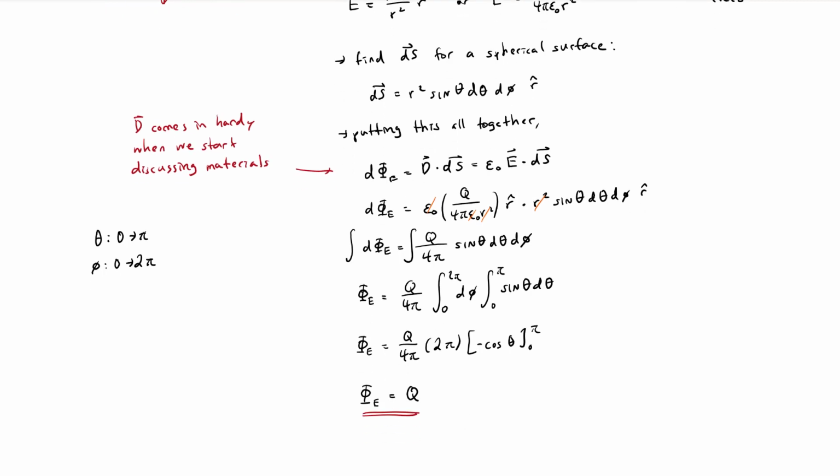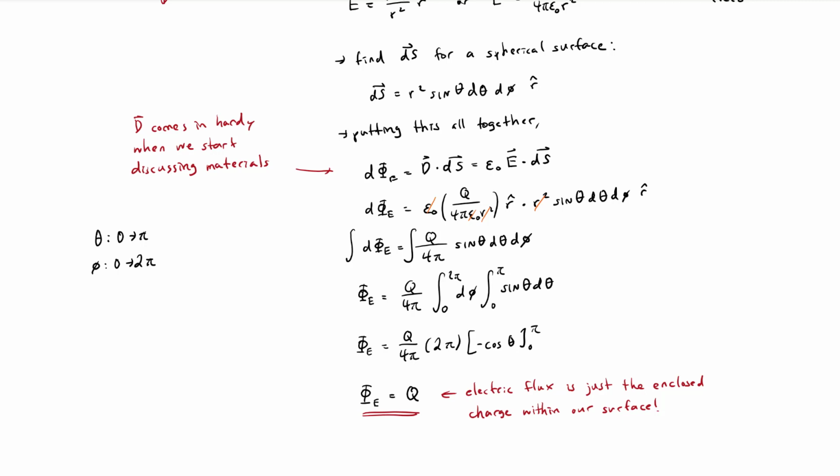So this is very interesting because we can conclude that the electric flux is just the enclosed charge within our surface. So now we figured out what happens when we have a closed sphere around a point charge and what the electric flux will be. And it's simply the enclosed charge Q. So then let's take a look at another example.